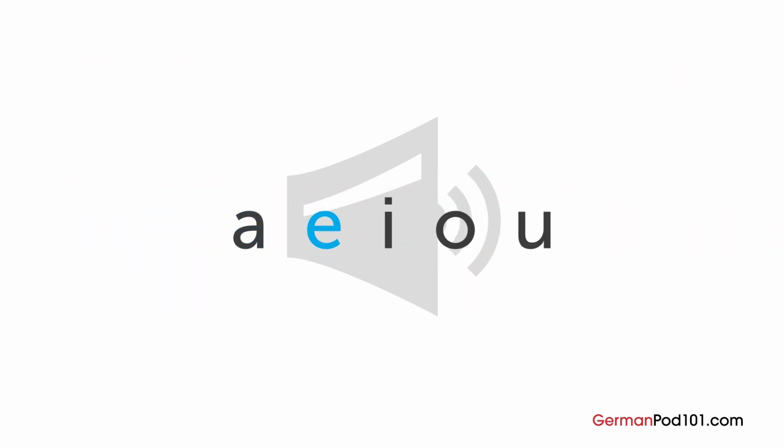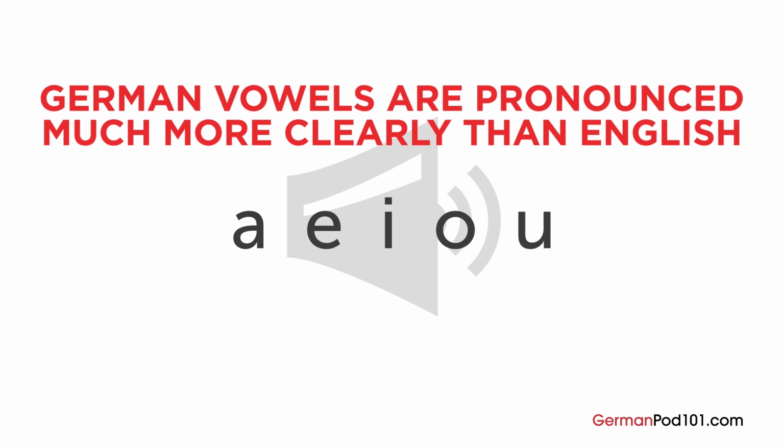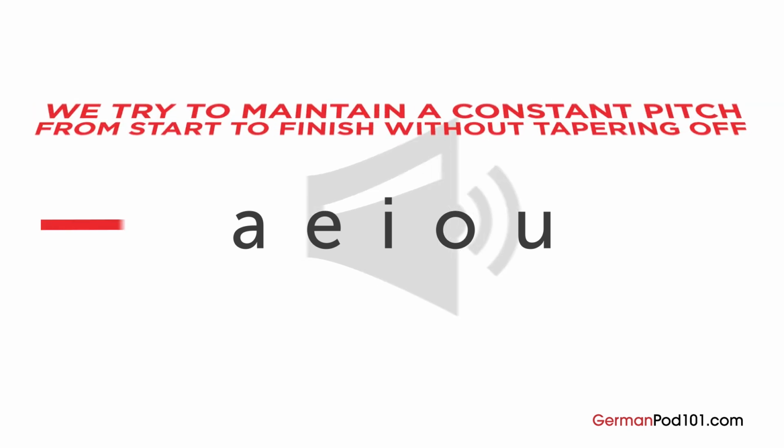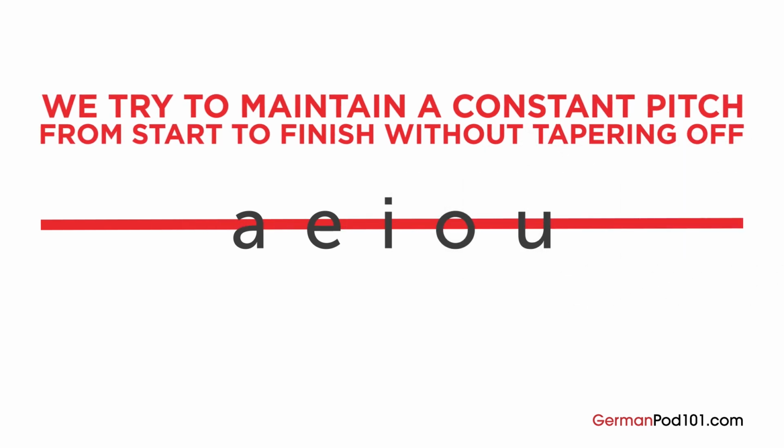A, E, I, O, U. As you heard, these vowels don't sound that different from English. One thing to note though is that German vowels are pronounced much more clearly than English. We also have more vowel sounds than English. So that's why it's very important that we pronounce them clearly. Unlike English, we try to maintain a constant pitch from start to finish without tapering off. A, E, I, O, U.